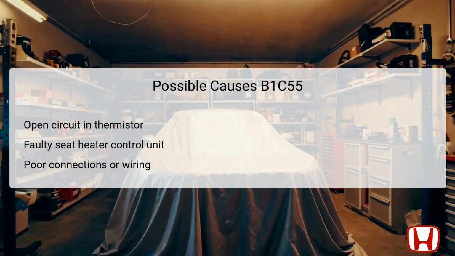It is critical to thoroughly inspect the wiring and connections to determine if any visual damages are present that could account for the error code. By addressing these potential issues, you can progress toward a resolution for the DTC B1C55.